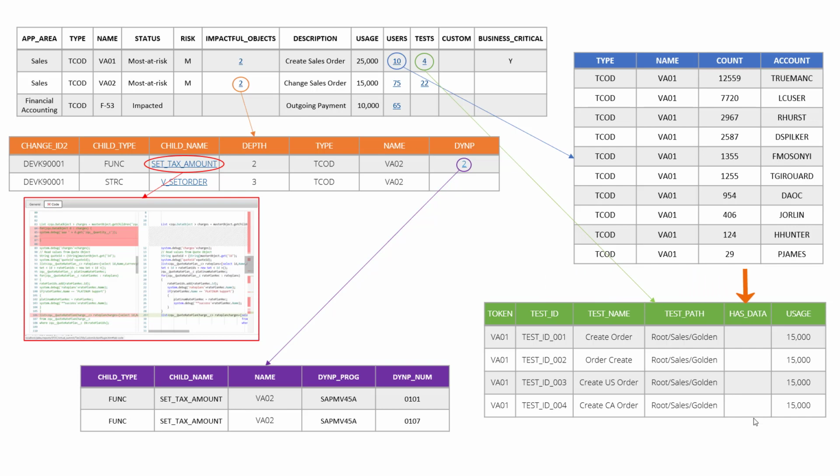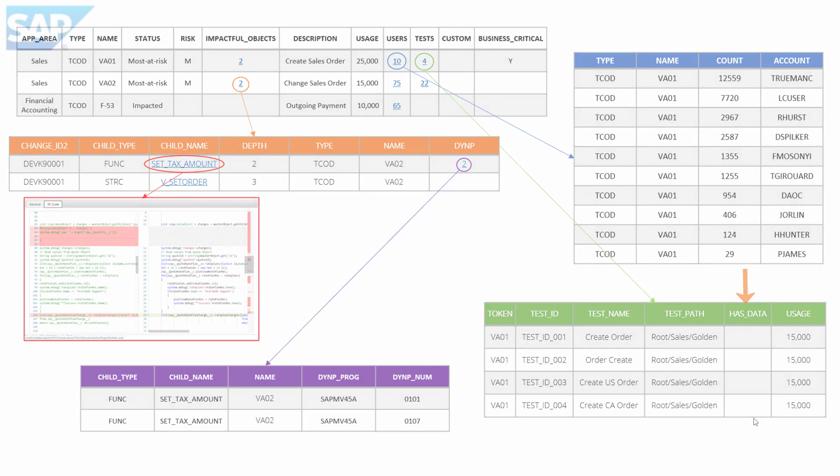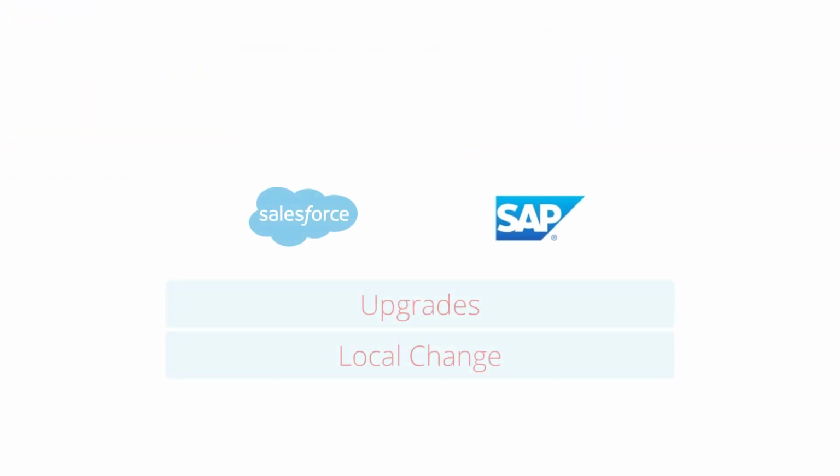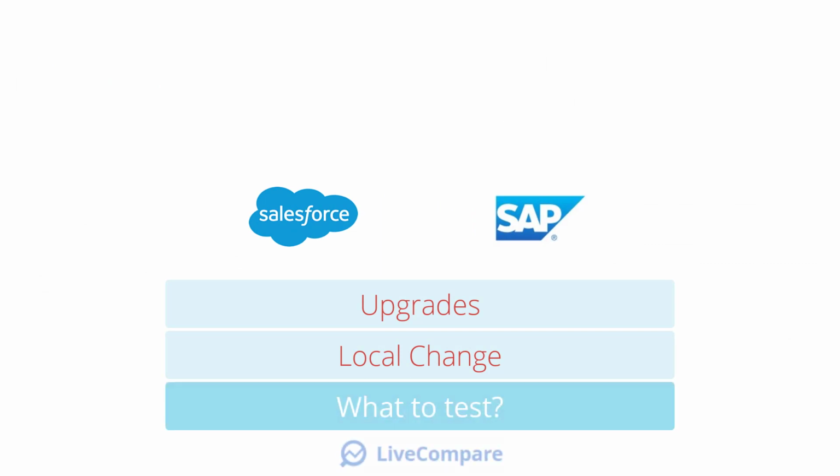So if this was an actual data change instead of a code change, like a configuration change, you can further filter down your results to just the tests that interact with the transaction that's most at risk and that uses that specific configuration data. So whether you're upgrading or modifying Salesforce or SAP, LiveCompare answers the question, what to test, and supports you on your journey in accelerating high-quality releases.